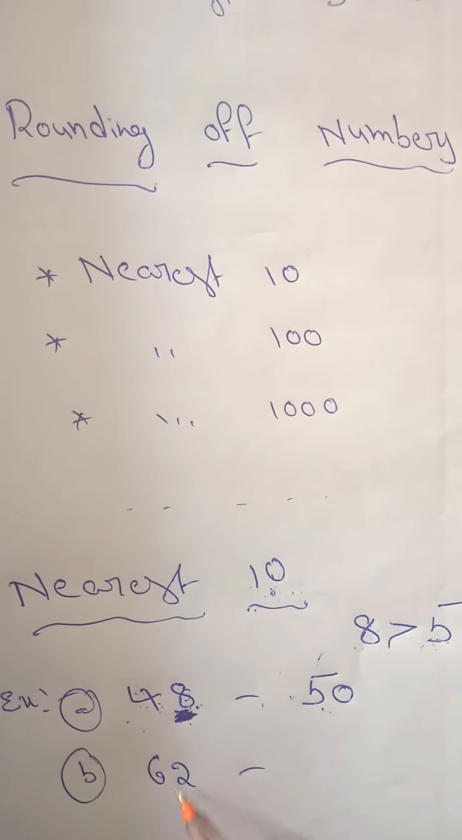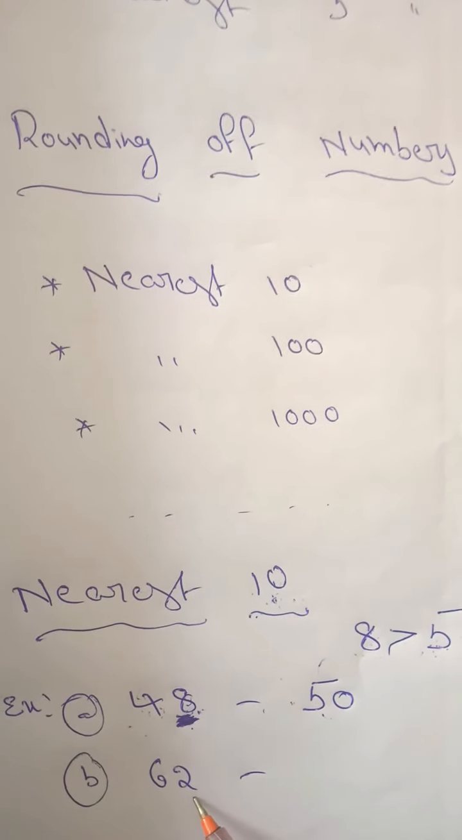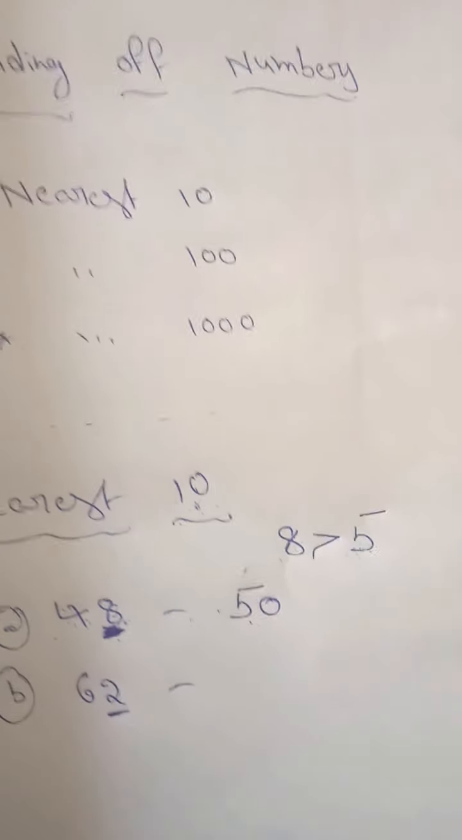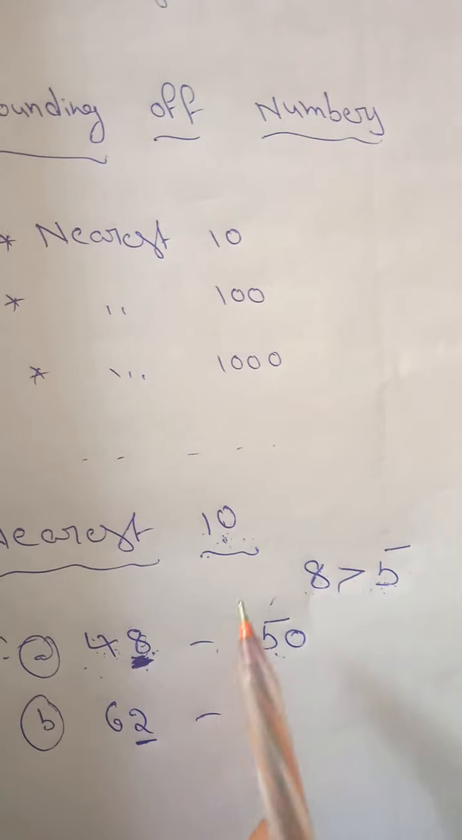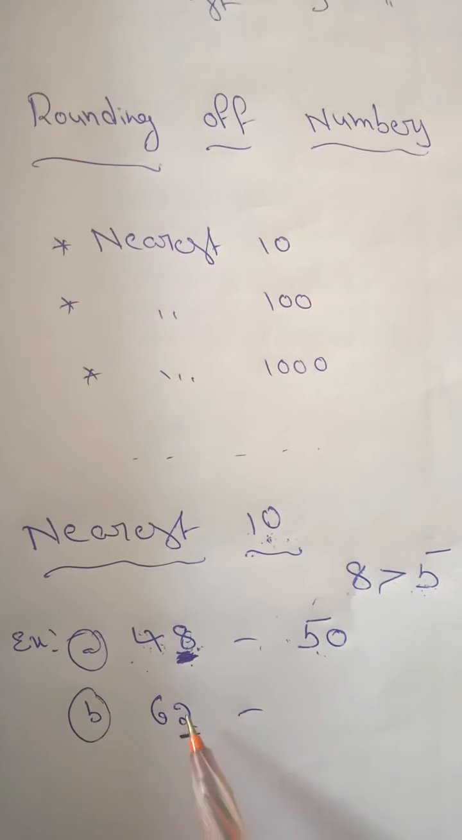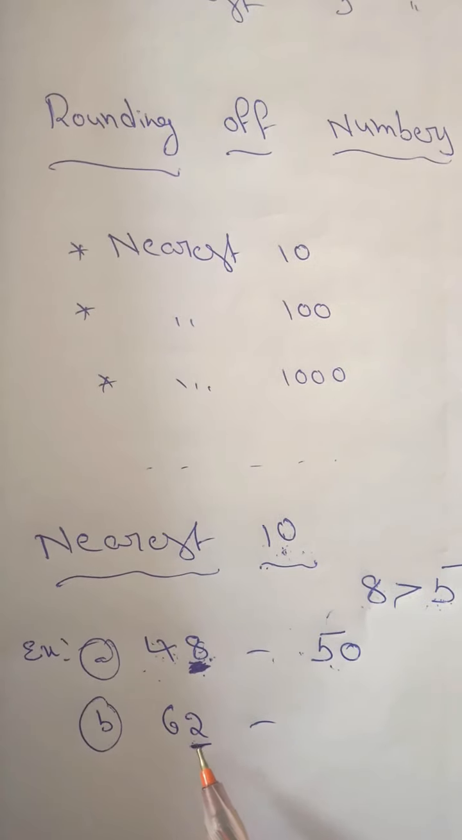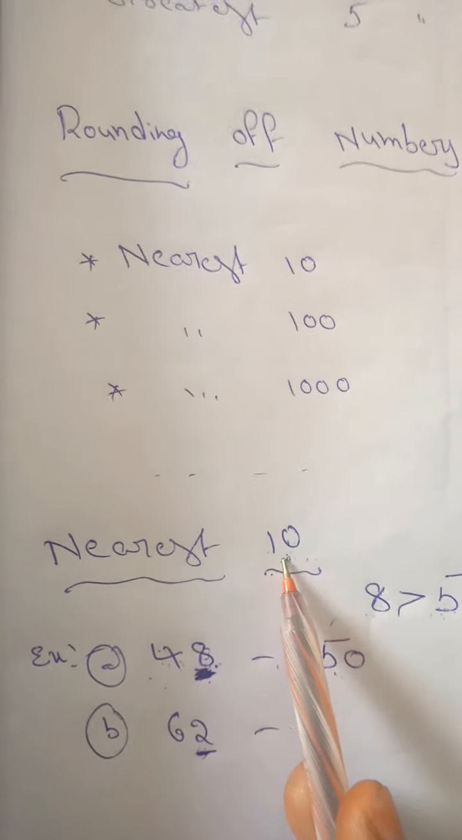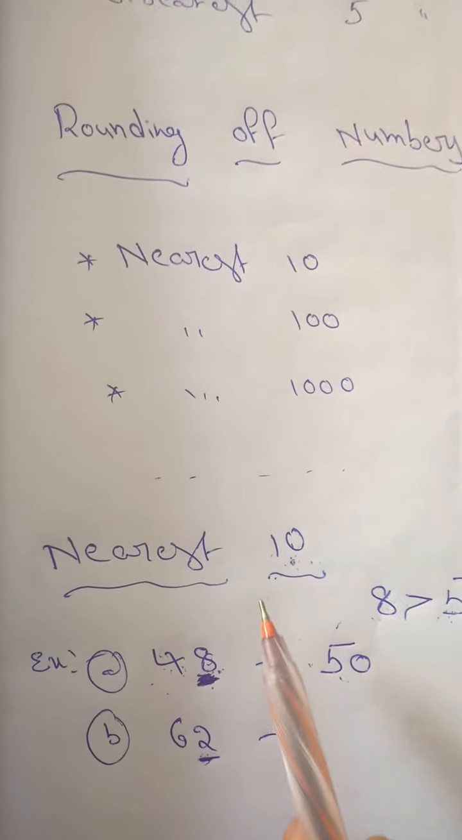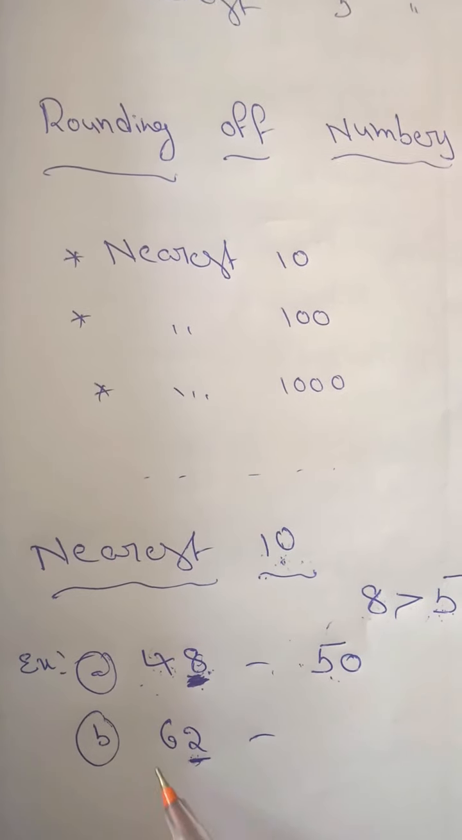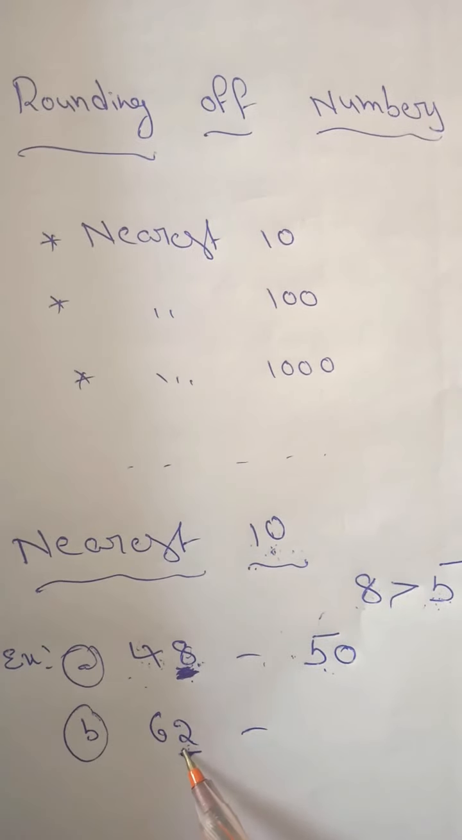Now let me see one more example, 62. We write 62 as nearest to 10. What is the ones place digit? 2. Why are we comparing only the ones place digit? Because it is nearest to 10, and in 10 there is only one 0. Now 62: 2 is in the ones place.